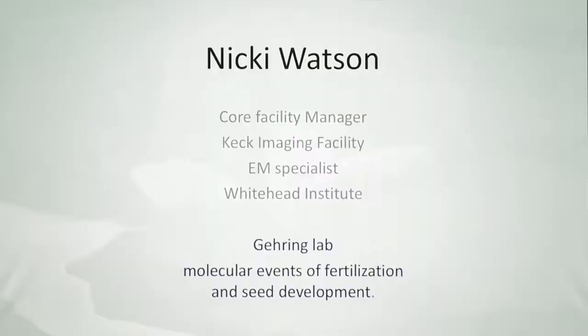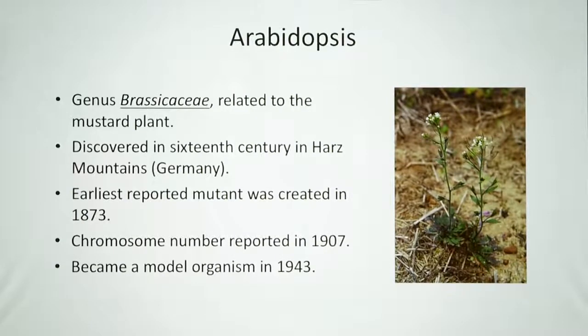This image was generated with work done with Mary Gering's lab, and she works on the molecular effects of fertilization and seed development on Arabidopsis. Arabidopsis is from the family Brassicaceae. It is related to the mustard plant that you see in California on the yellow hills.